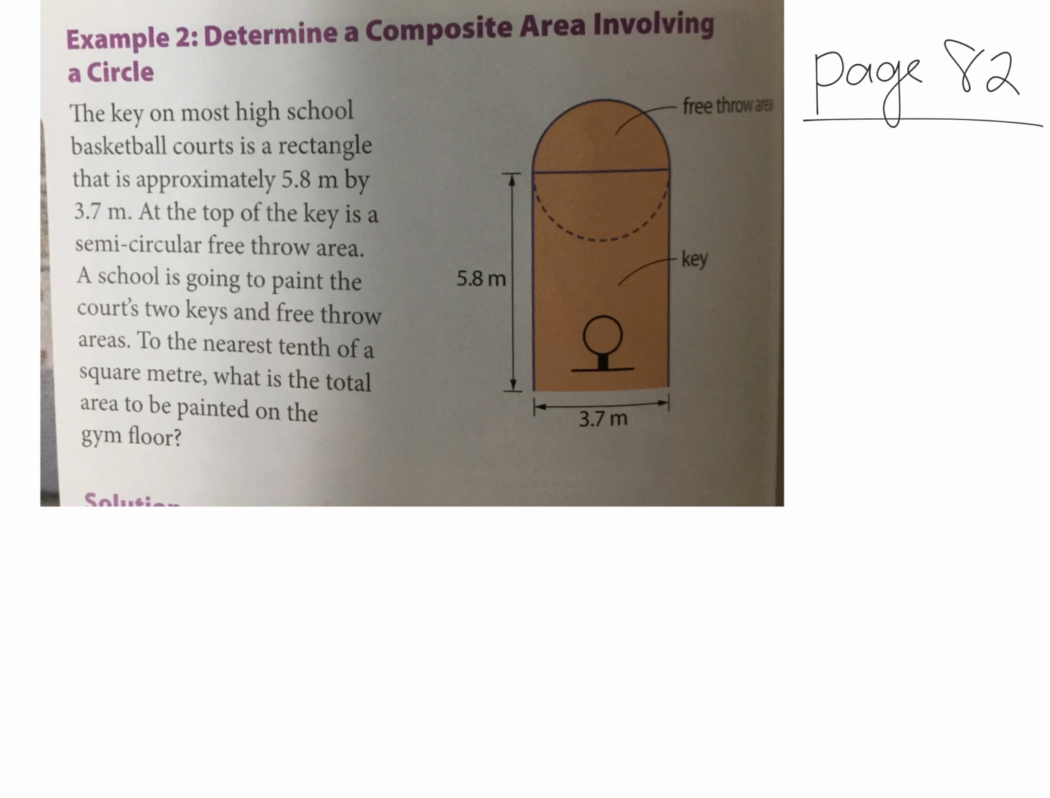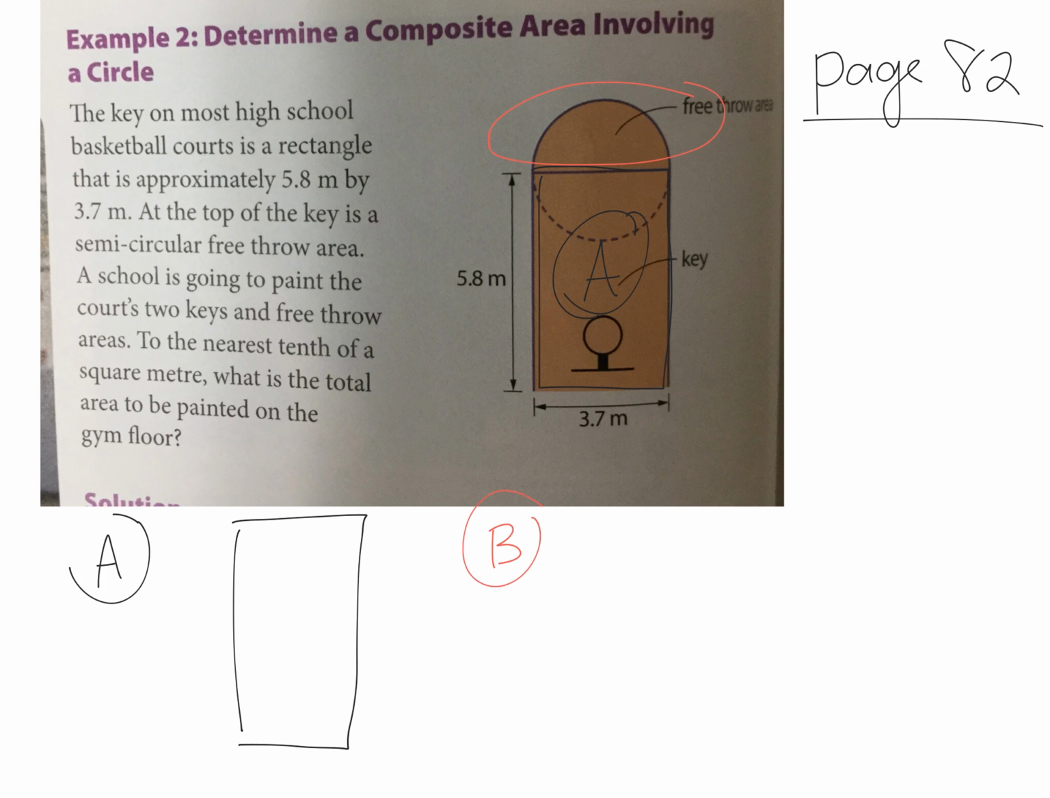Okay, what are the two shapes drawn in this picture? Triangle and semicircle. I don't see a triangle. I see a rectangle. Rectangle, and then semicircle. Okay, I'm going to call the rectangle A. And we have a semicircle. Good. I'm going to call that B.